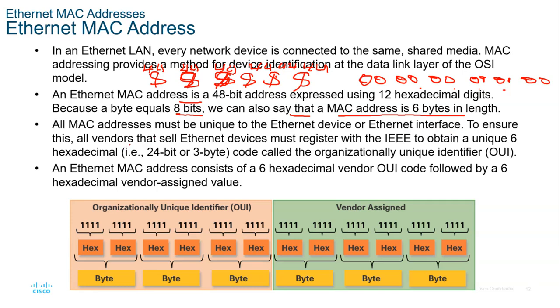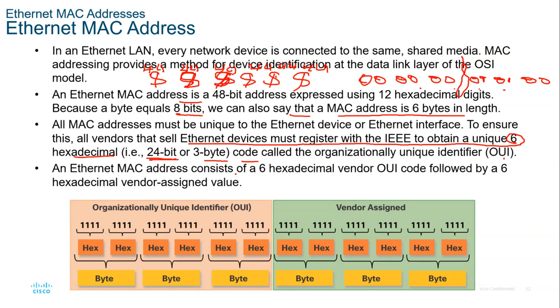So to ensure this, all vendors that sell Ethernet devices must register with IEEE to obtain a unique 6 hexadecimal code. That is 24 bits, sorry, not bytes. So all vendors have to register with IEEE so that they can get the unique number that identifies that very organization. Yeah? And those are the equivalent of 24 bits, or 3 bytes, called the organization unique identifier.